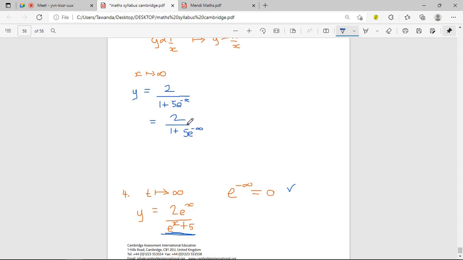Yes. And what is e to the power of minus infinity? We are going to get 0. So this cancels out. So if x approaches infinity, meaning x becomes very, very large, our y approaches what? Approaches 2, because we have 2 over 1, right? Yes. So these statements are very, very important when you are formulating a differential equation.